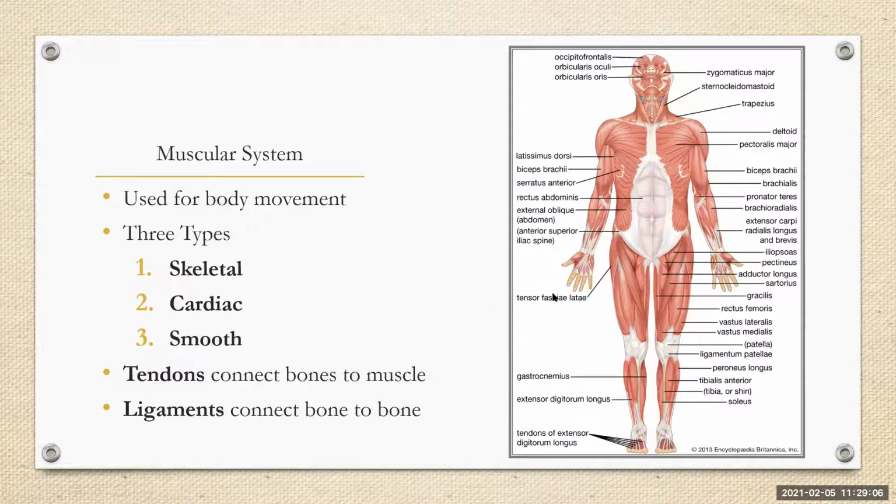Next you have tendons. Tendons are muscle that connects to bone. And then you have ligaments, which connect bone to bone and are used more for structure.